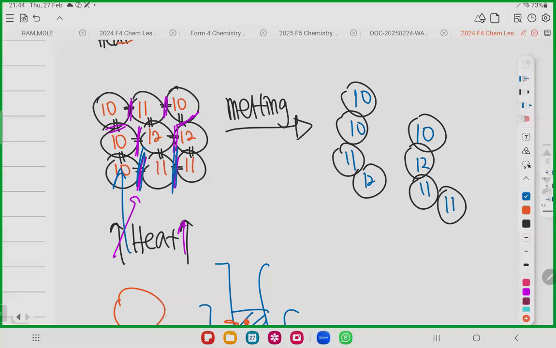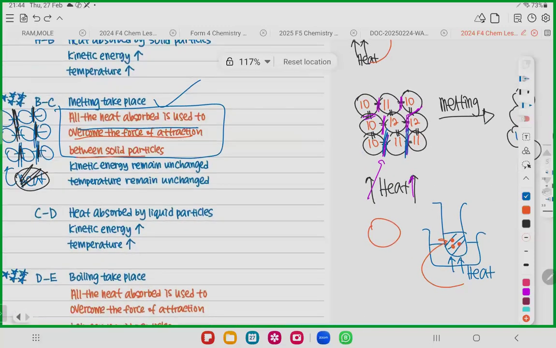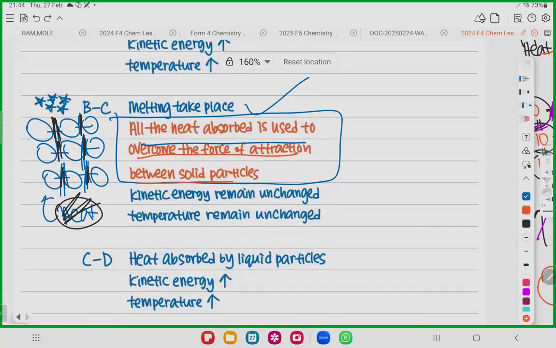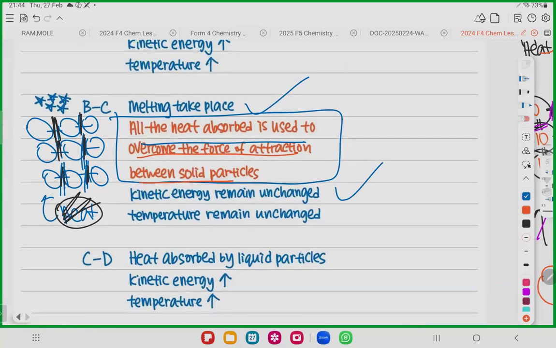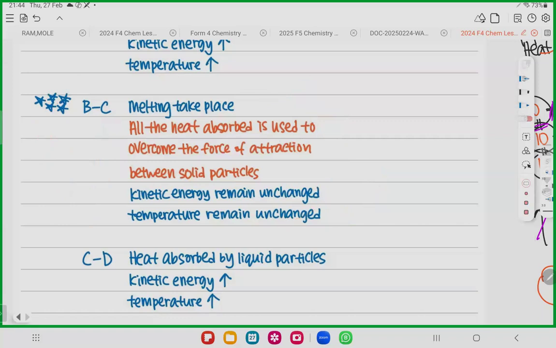No more heat can go inside. So when no more heat can go inside, all the particles' kinetic energy has no change. When the kinetic energy has no change, temperature for sure has no change, because kinetic energy and temperature are best brothers. Whatever happens to the kinetic energy, the same thing will happen to temperature. So I hope everyone can imagine now why, when melting is happening, when boiling is happening, temperature doesn't change.